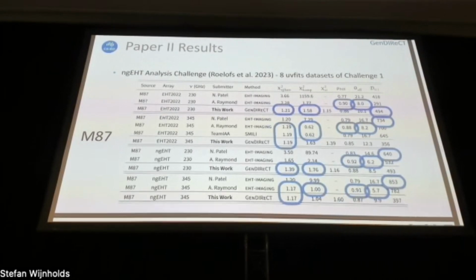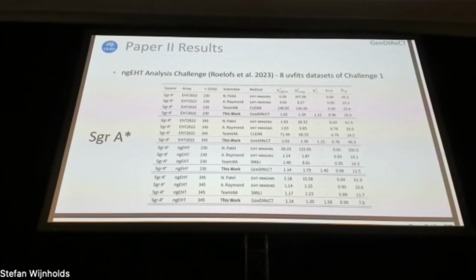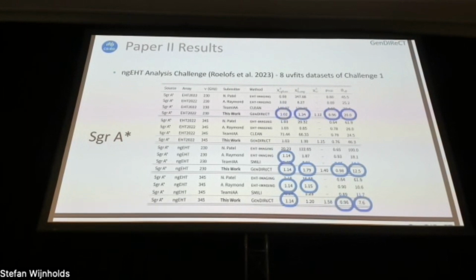If I highlight the best performing in each category, you can see that on M87 we perform pretty well on data metrics, but perhaps not the best on image metrics, though still competitive. And moreover, on Sagittarius A-star, we actually perform the best in almost all categories. This is mainly because our reconstruction is limited to a more compact region, and in M87, the presence of the jet makes the reconstruction a bit more difficult.